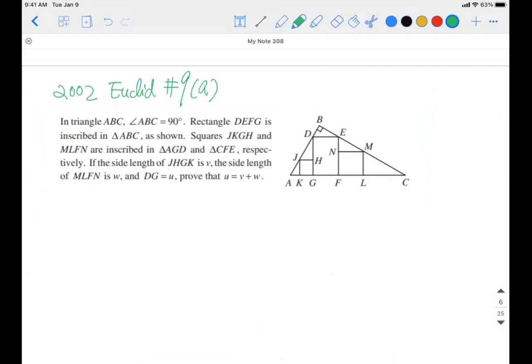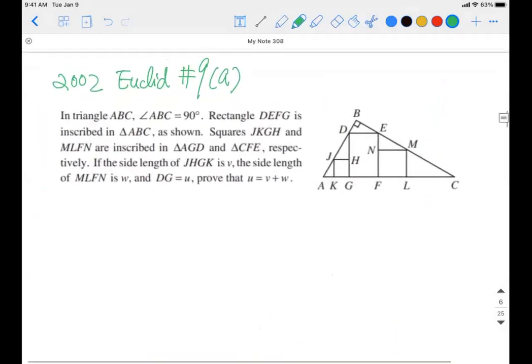Like I said, in the Euclid, the first 7 problems are always easy. It's only 8, 9, 10 that are relatively difficult, and there might be some discussion, some thinking you need to do in order to make it work. So let's have a quick look. The question says, in a triangle ABC, angle ABC is equal to 90 degrees. So this is 90 degrees.